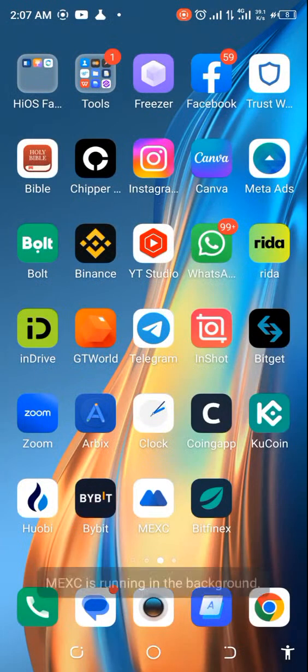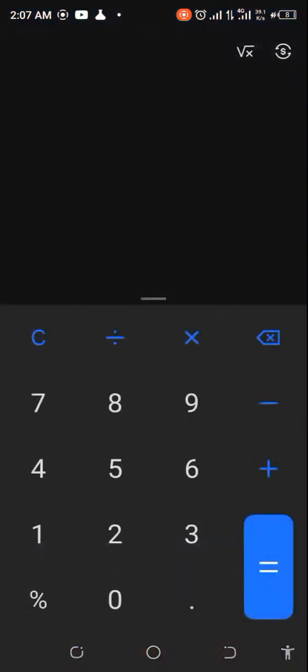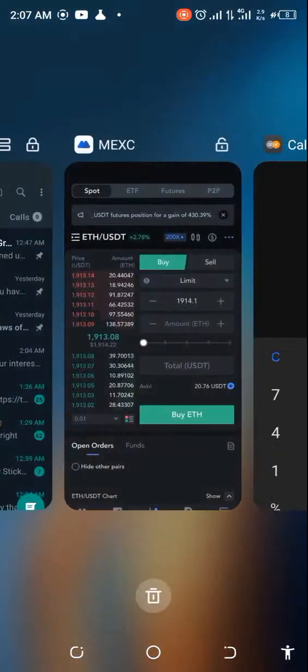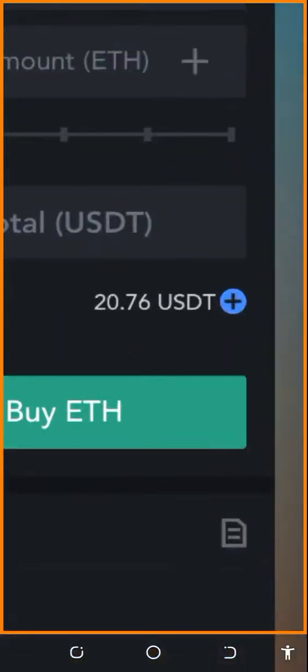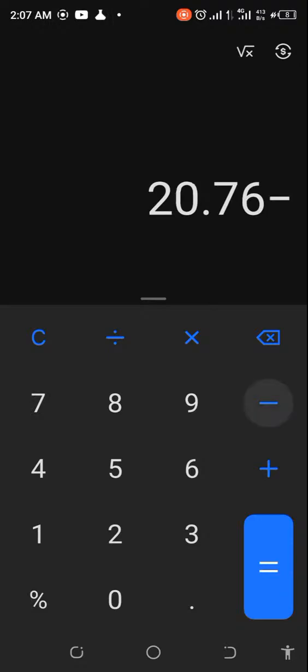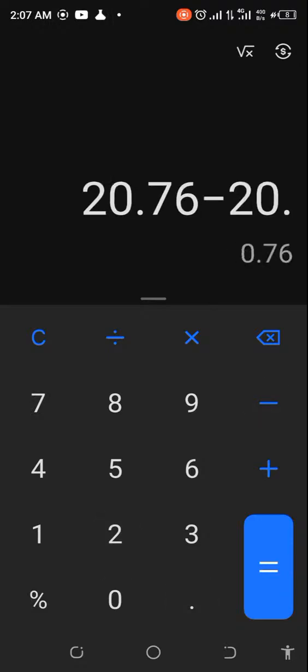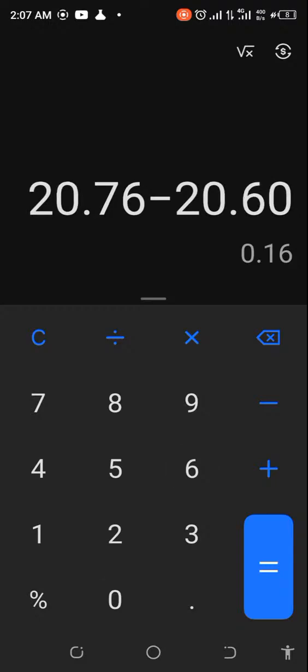So let's just go to our calculator and do the mathematics. So what that means is that 20.76. Am I right? Am I correct? 20.76. Yeah. So 20.76 minus 20.60. 16 cents. Yeah, it wasn't exactly so fantastic, but it's something.